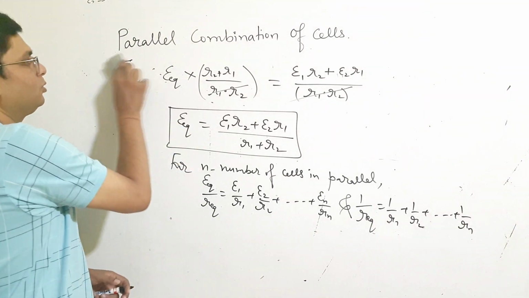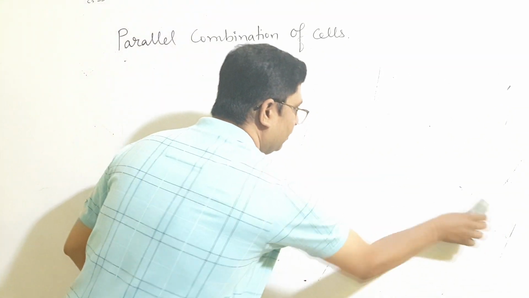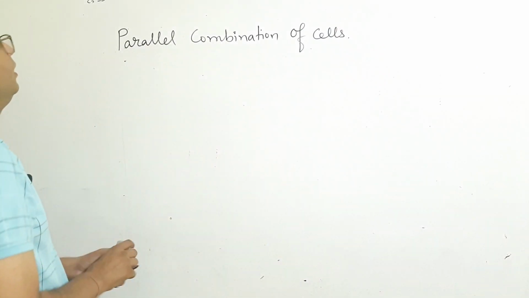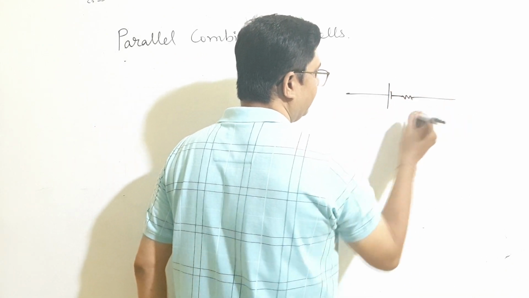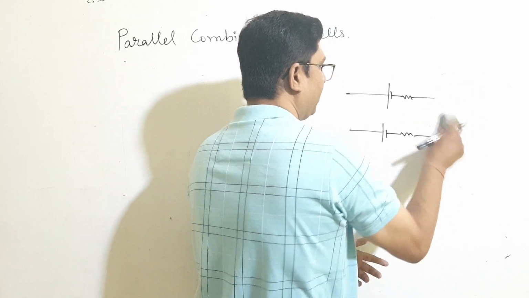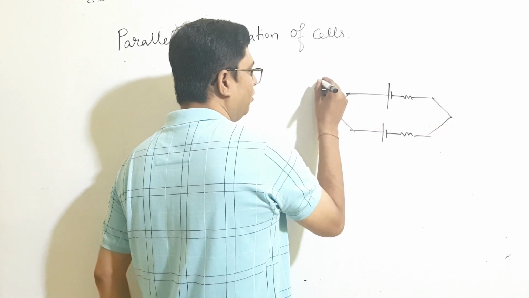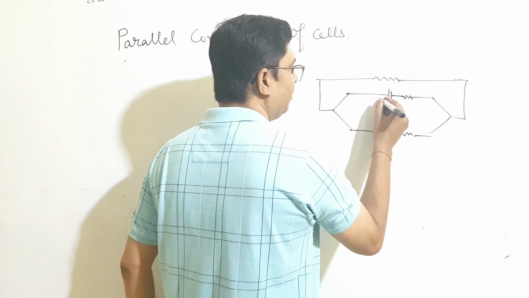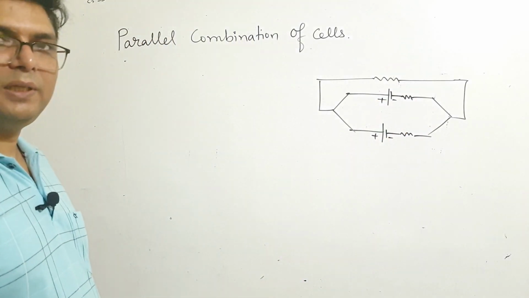Let us see a numerical based on this. Let us understand a very good numerical based on this. I am taking two cells in parallel. This is cell 1 with internal resistance, cell 2 with its internal resistance. Let both be connected in parallel with an external resistance. Here plus, minus, so this is in parallel having the same polarity.